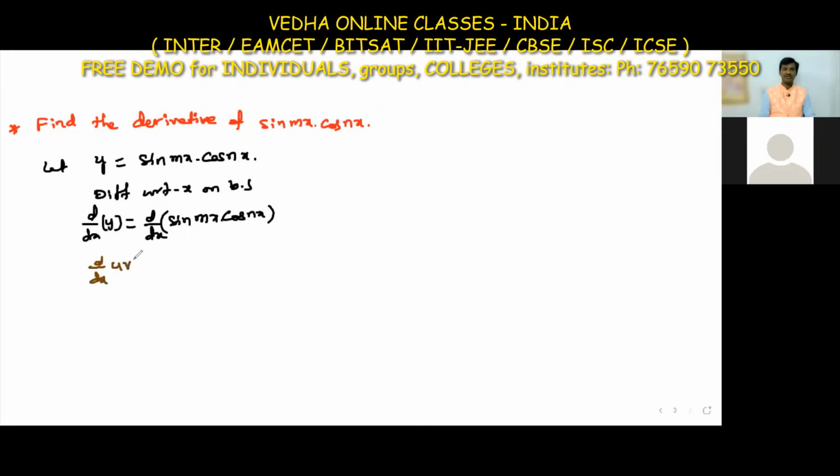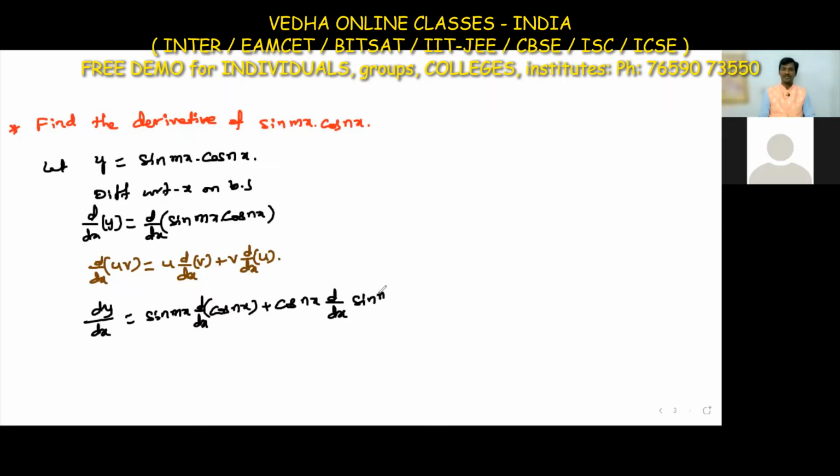Okay, so now I am taking uv formula. So d by dx of uv is equals to u into d by dx of v plus v into d by dx of u. Okay, so now I am applying the formula here. So dy by dx is equals to sine mx is outside, and d by dx of cos nx, plus cos nx outside, and d by dx of sine mx.